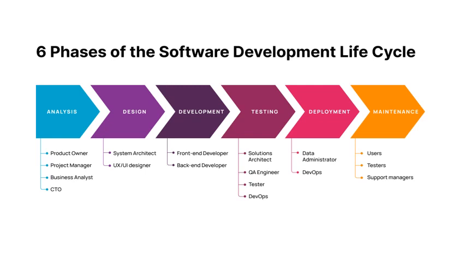Analysis is the phase where the product owner, project manager, business analyst and CTO are involved in requirement gathering and producing it to the design team. In the design team, the system architect and the designer get the requirements from the analyst and the overall design is produced. In the development team, the front end developer and the back end developer develop the code based on the design which is produced in the second phase.